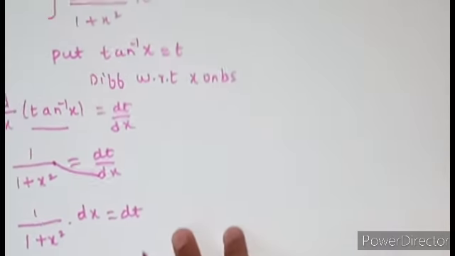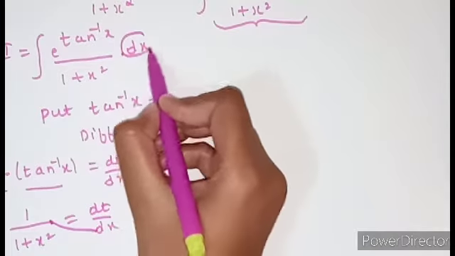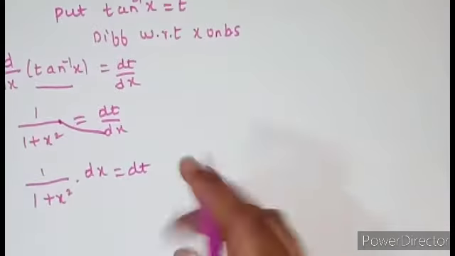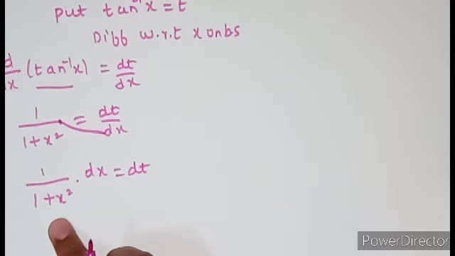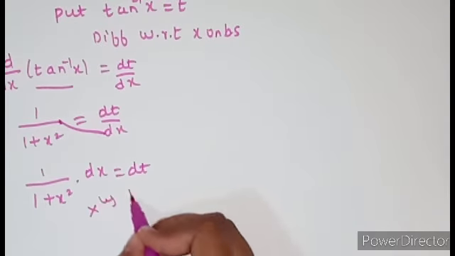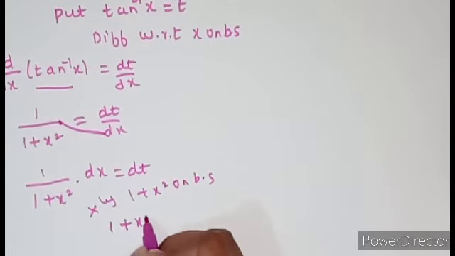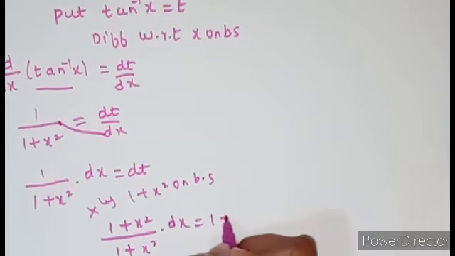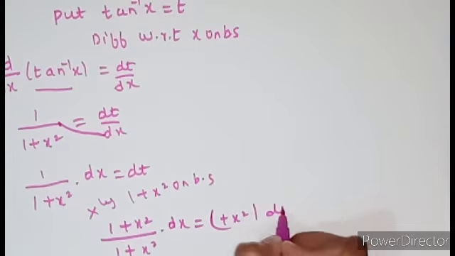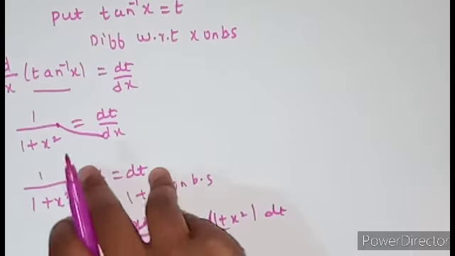In the integral we need only dx, but here we have 1 upon 1 plus x square. So what do we have to do here? We have to multiply 1 plus x square on both sides. Okay, multiply 1 plus x square on both sides. 1 plus x square upon 1 plus x square into dx is equal to 1 plus x square dt. Now this 1 plus x square gets cancelled. So we have got dx, right?